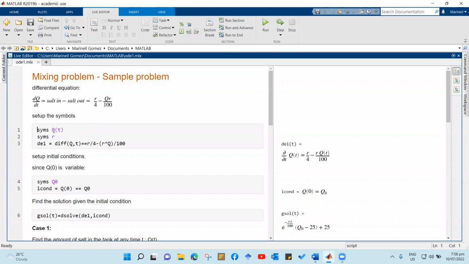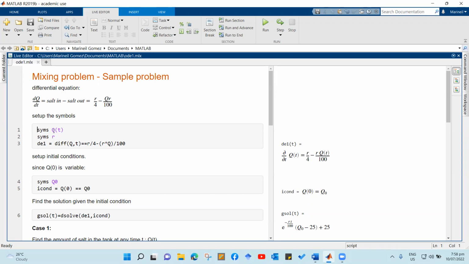MATLAB has a system for the types of variables it has. It can have doubles and it can have symbols. When you have doubles, you basically have a numerical value, so you can do mathematical calculations on that type of value. But if you have a symbolic variable, regardless of whether it's a numerical value, if you identify it as a symbol, it is treated as a variable.